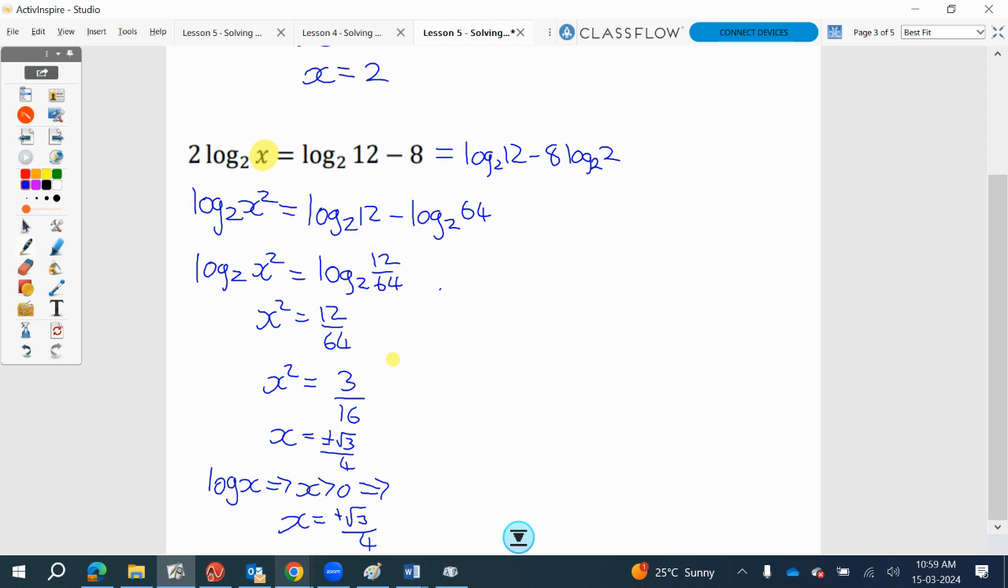So, how did you get log 2 of 64? Here on this one, log 2 of 12 minus log 2 of 2 to the 8. That's not 64, it's 256. So it would be. Okay, I see.